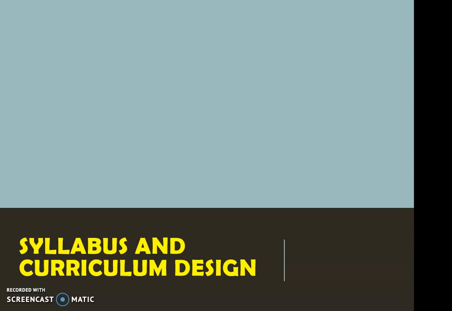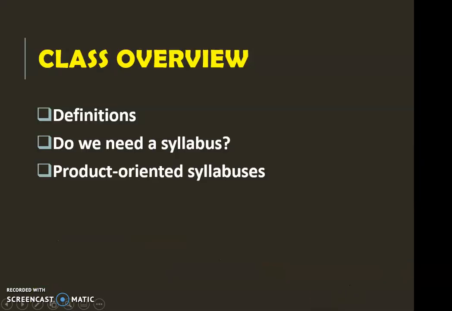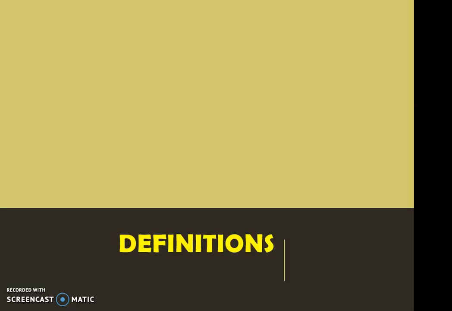What we've planned for you in this class is the following. We're going to share with you a few definitions. Then we'll analyze to what extent we need a syllabus or we don't. And we'll give you an overview of product-oriented syllabuses, which is one of the denominations for a particular type of syllabuses that share something or have something in common. So let's begin with definitions, right?